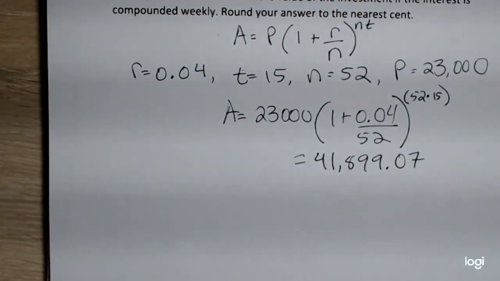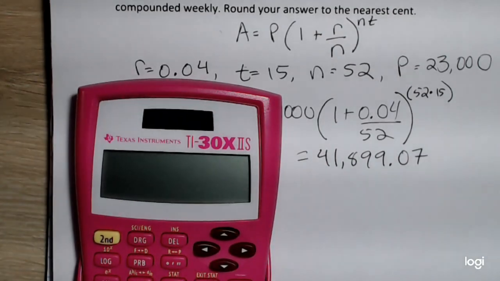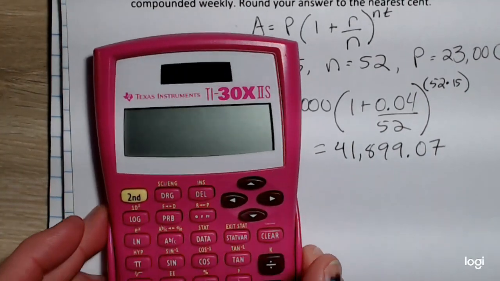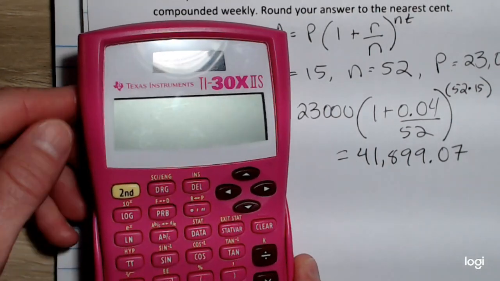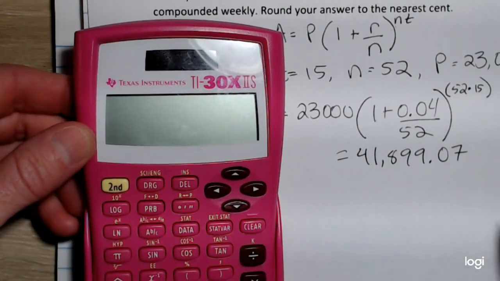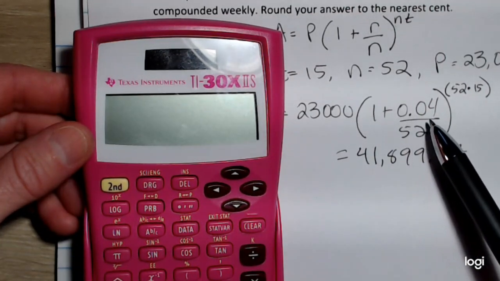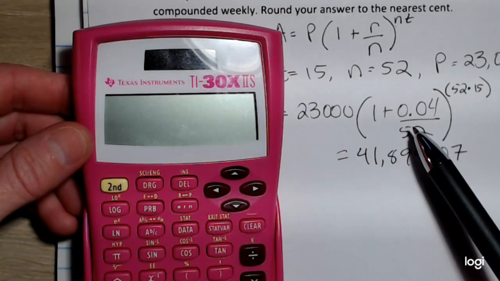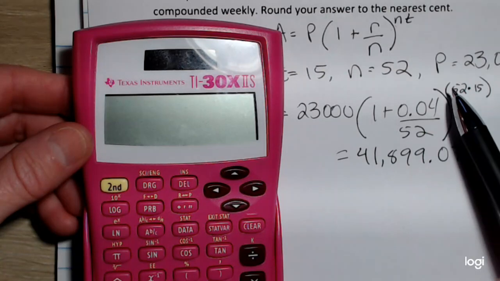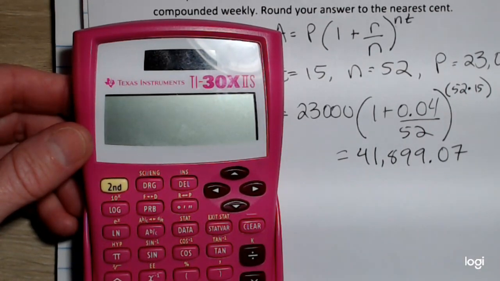Okay, on the TI-30, it's not as pretty, but you can put in the entire formula instead of having to work the formula in pieces. If you're going to work the formula in pieces, I suggest you work from the parentheses out. So you would do this 1 plus 0.04 over 52 first, raise that value to this power, and then take that answer and multiply it by 23,000.